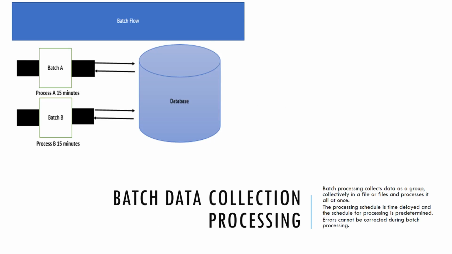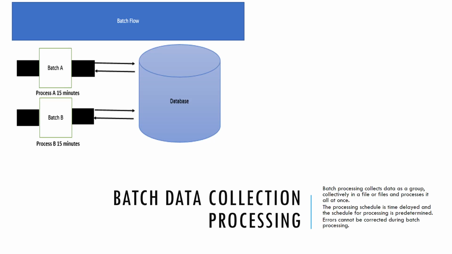Batch collection processing. Batch collection collects data as a group, collectively in a file or multiple files, and processes it all at once. The processing schedule is time delayed, and the schedule for processing is predetermined. In this model, errors cannot be corrected during batch processing.